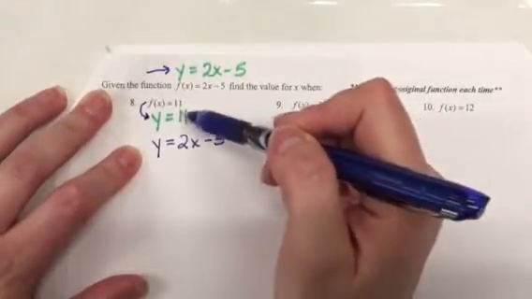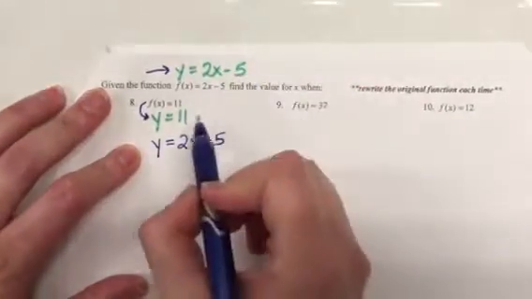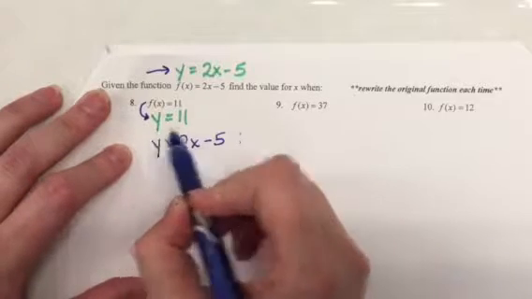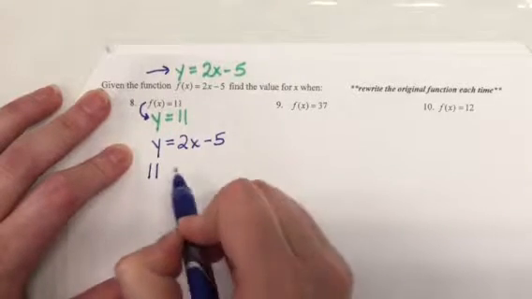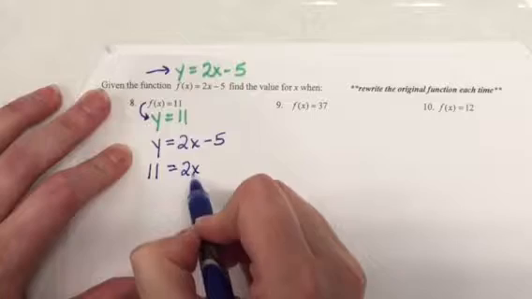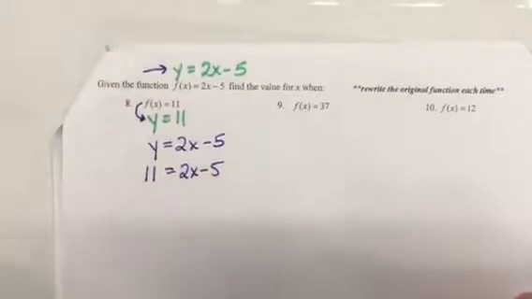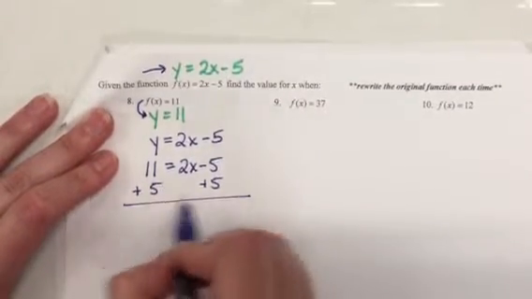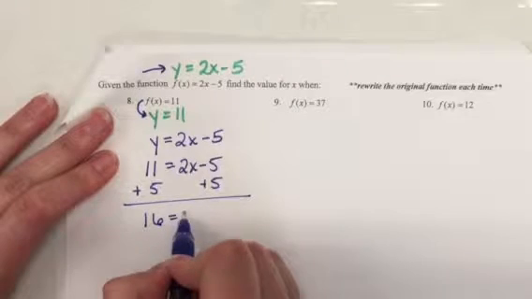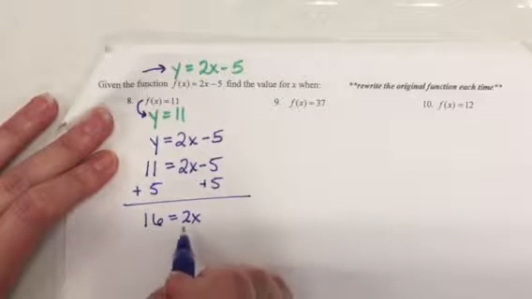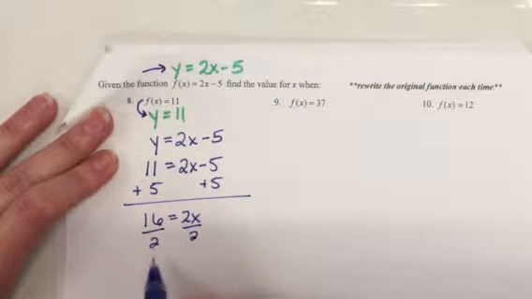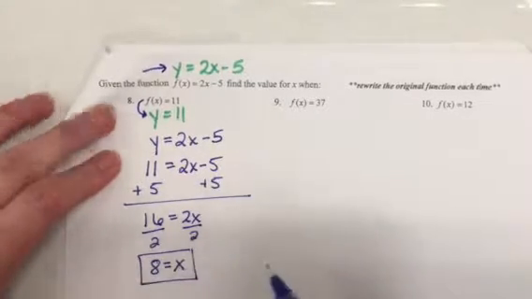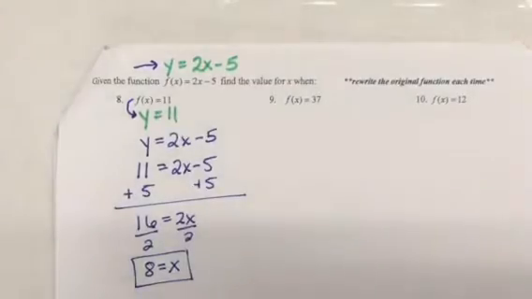Now, where do you think that 11 is going to go? This 11 is equal to y, so it's going to go over here. 11 equals 2x minus 5. Now, can I solve that equation for x? Absolutely. Add 5 to both sides, and I've got 16 is equal to 2x. Then divide by 2, and 8 is equal to x. And that's exactly what you want to do.